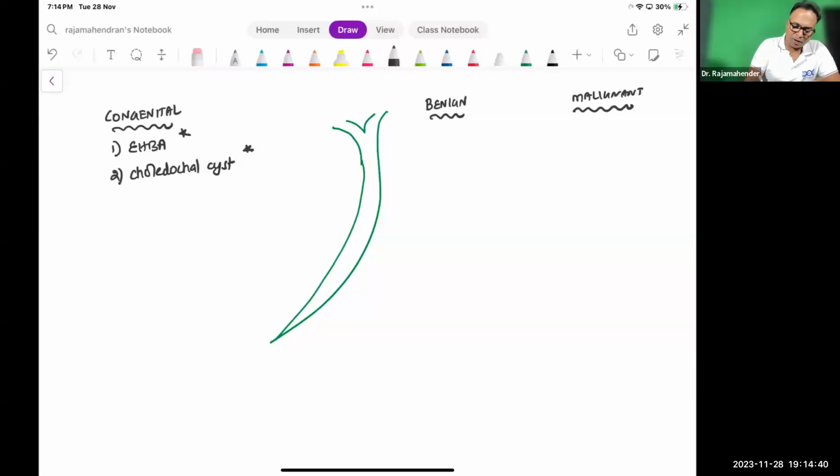So in benign causes of obstructive jaundice, the most common is an obstruction by stone. Stone obstruction in the biliary tract. Obstruction of the biliary tract by the stone is the commonest cause. Stone obstruction.